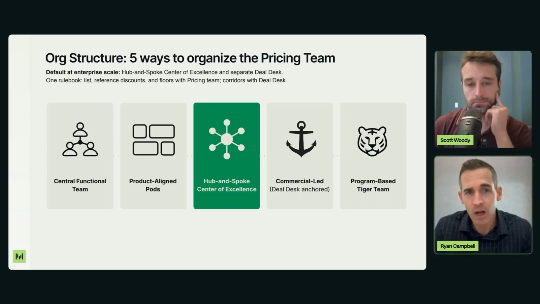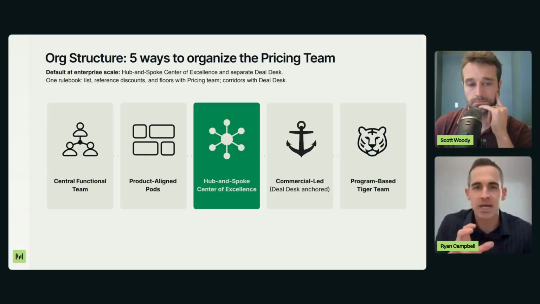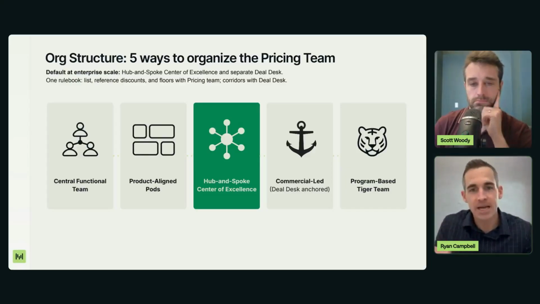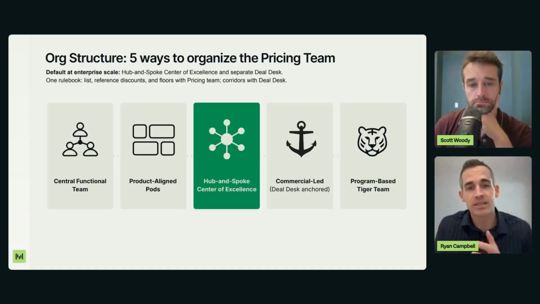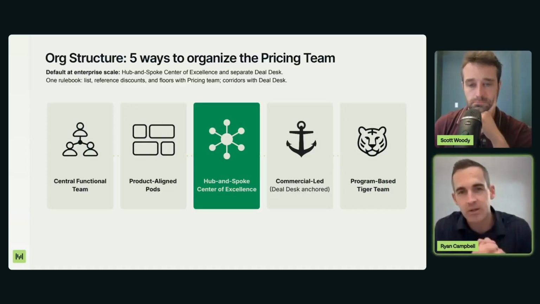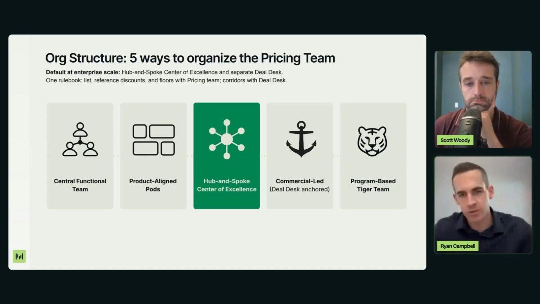Now, I'll also say, sometimes there are unique opportunities or custom non-standard deals where we may even need to move to more of a program-based tiger team model. And those are scenarios where we work very closely with deal desk on very large strategic deals that might have very custom pricing.